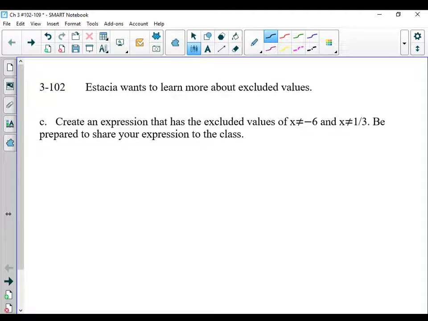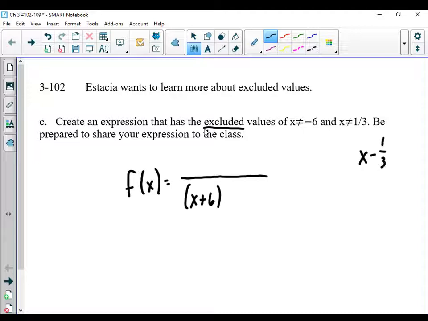And this one was the one where they wanted us to make an expression. They talked about the excluded values. We're going to be at -6 and at positive 1/3. So remember our excluded values. In most cases, it's when the denominator could equal 0. So if x is not equal to -6, that means we had to have had a factor of x plus 6 in the denominator. If I have an excluded value of 1/3, well, maybe you said that means I'd have x minus 1/3 as a factor.